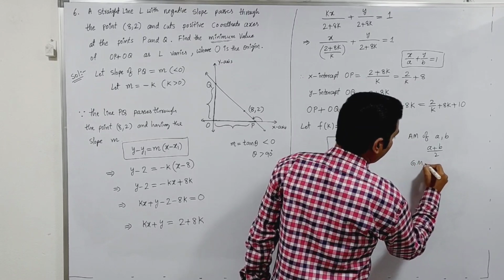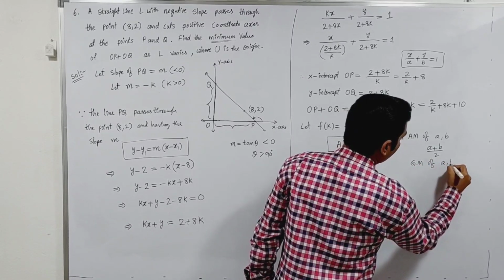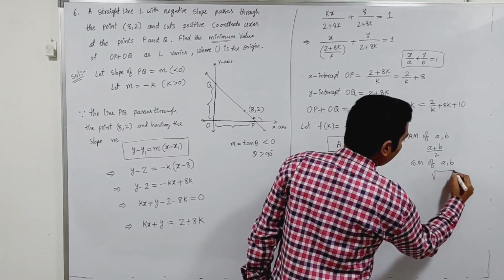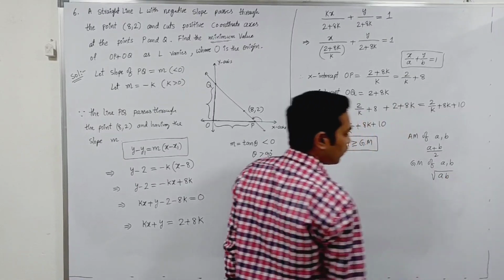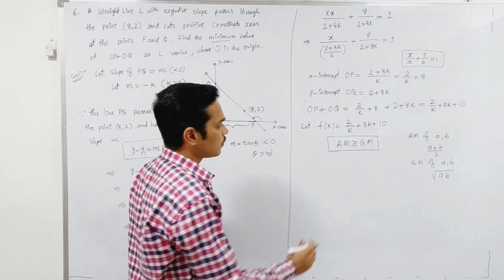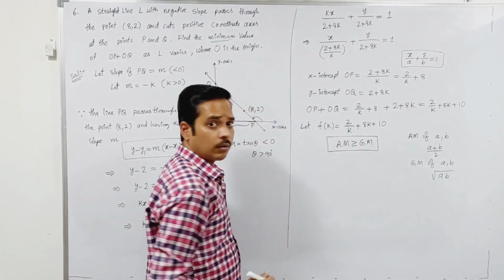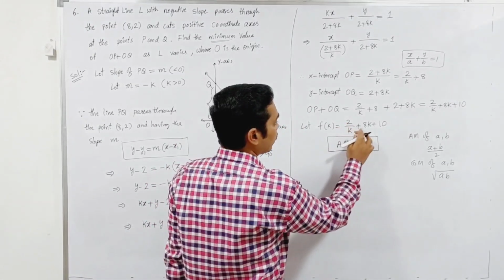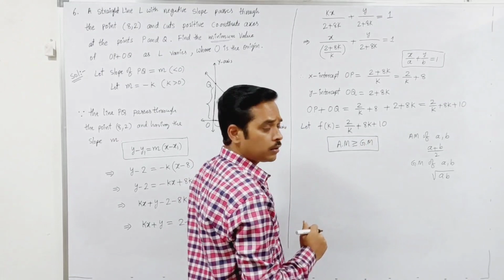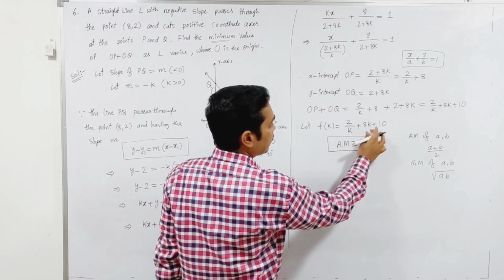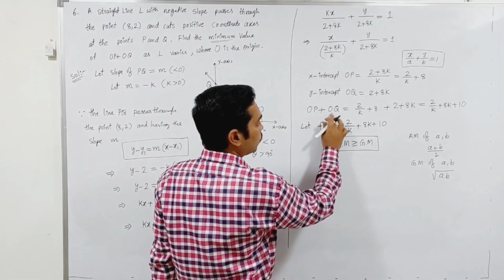Geometric mean GM of a, b. Geometric mean of a, b is nothing but under root of ab. By using this concept, we can find out the minimum value of 2 by k plus 8k. 10 is constant, okay? Here 2 by k plus 8k plus 10 is nothing but OP plus OQ.